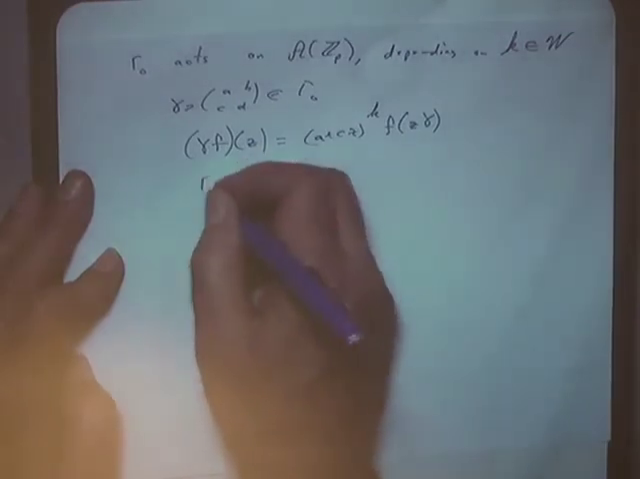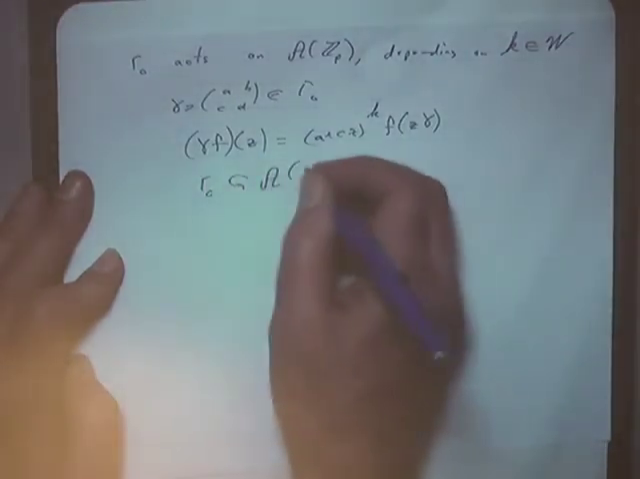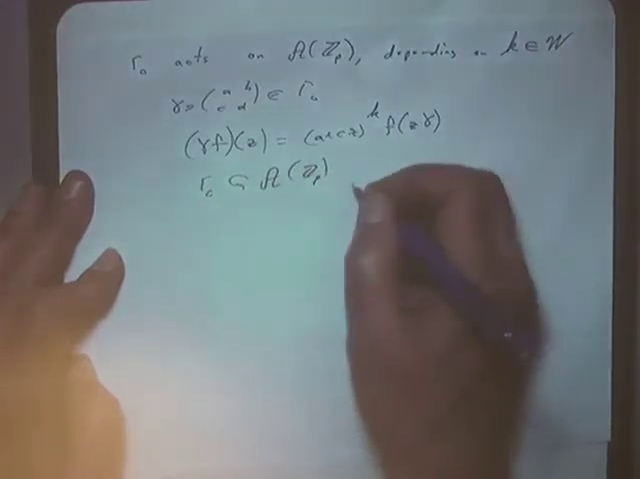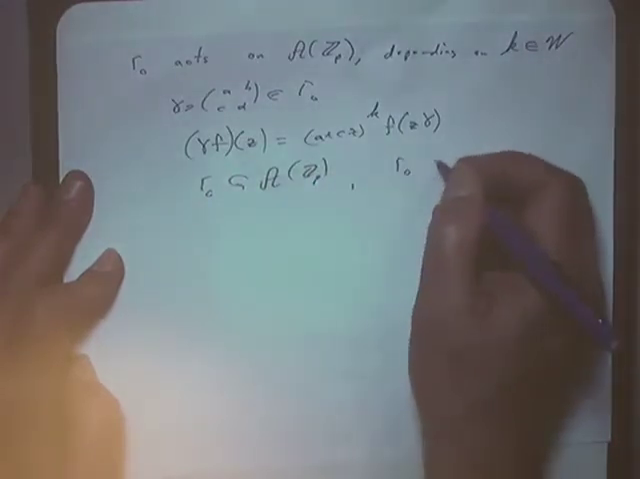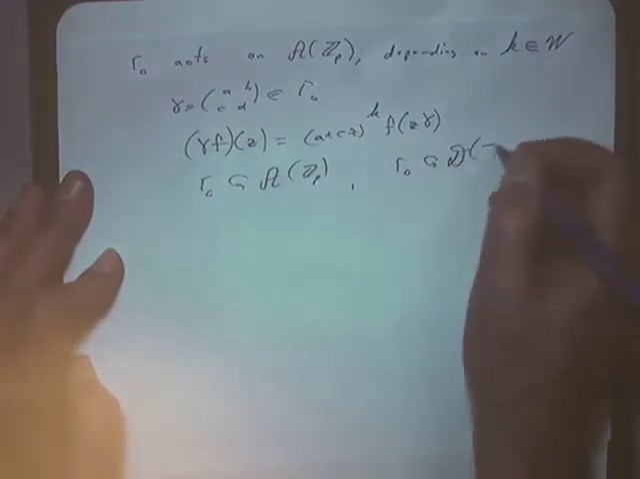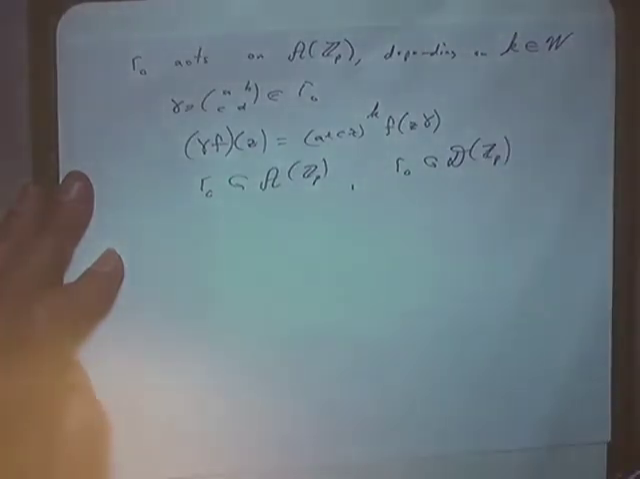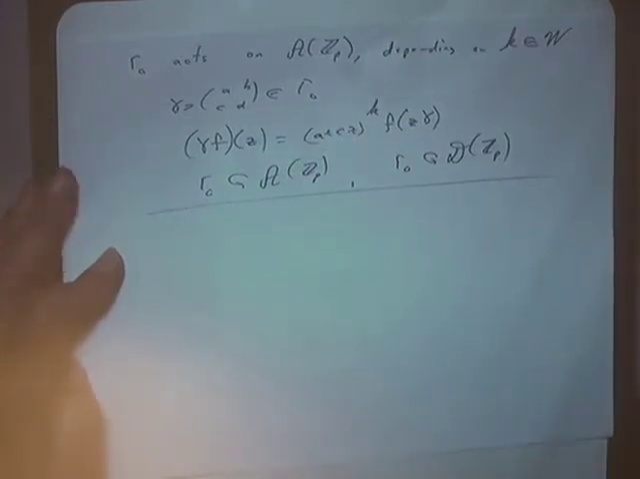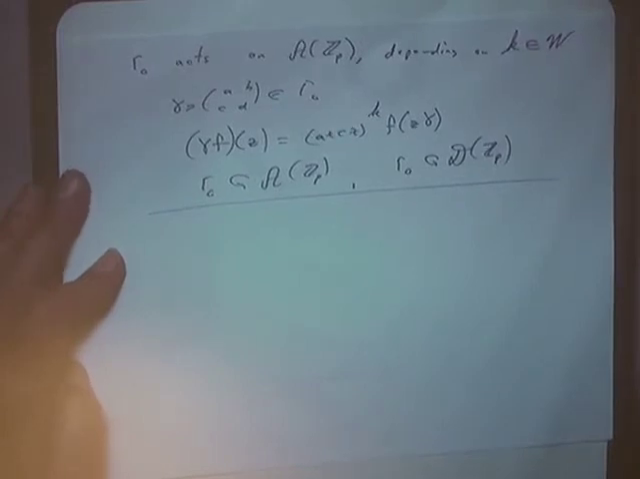We get an action of gamma 0 on A of ZP, and that induces an action on D of ZP by duality. And that's our action. Our goal then is to make some interesting modular symbols over gamma 0, taking values in D of ZP.